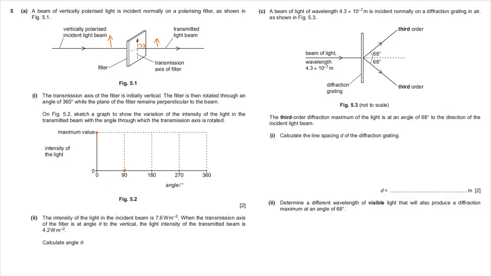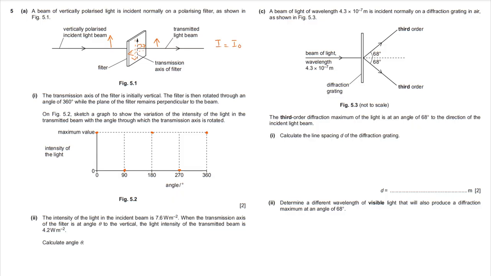And when it is again vertical, but this time in the opposite direction, the vertically polarized light will still be able to pass through, so we will have a maximum value at 180 degrees. Then again, when it becomes horizontal, the intensity of the light beam becomes 0, and when it is again 360 degrees complete, the value again becomes maximum.